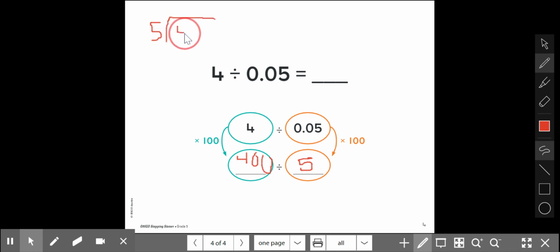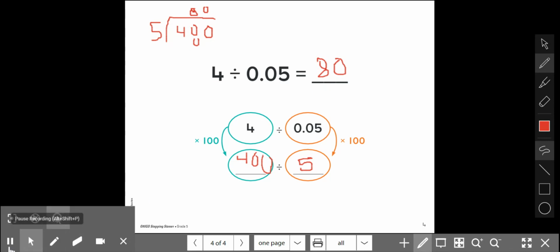5 going into 400. 5 doesn't go into 4 at all, but 5 goes into 40 8 times evenly. And I'm left with no remainder, so I bring that 0 up. So 500ths goes into 4 80 times.